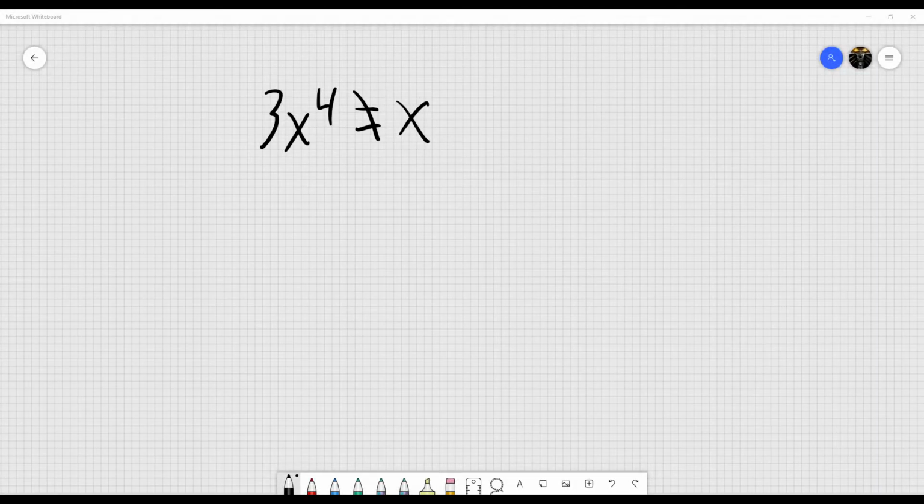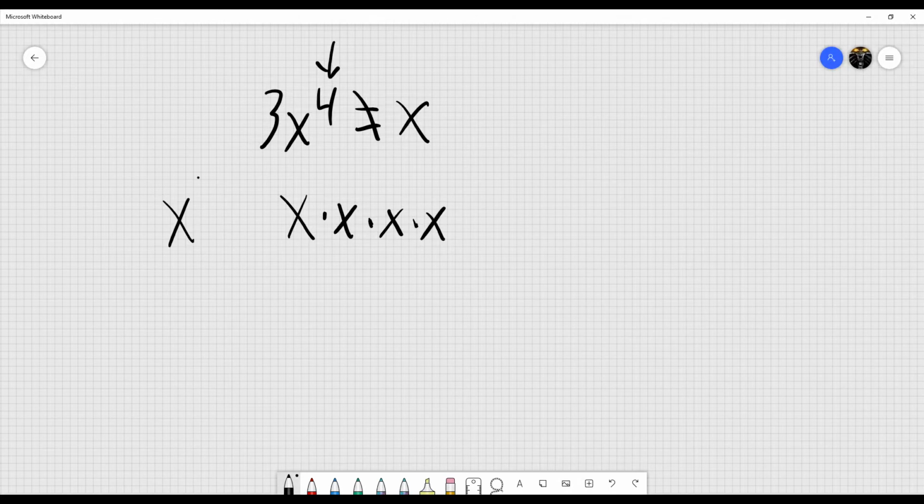Alright, so why can't 3x to the fourth be combined with x? It comes down to the exponent. Let's talk a little bit about what an exponent means. Now, you understand that an exponent is just a number multiplying itself a number of times. The exponent is the count of how many times. In this case, it would be x multiplied by itself 4 times. So x times x times x times x.